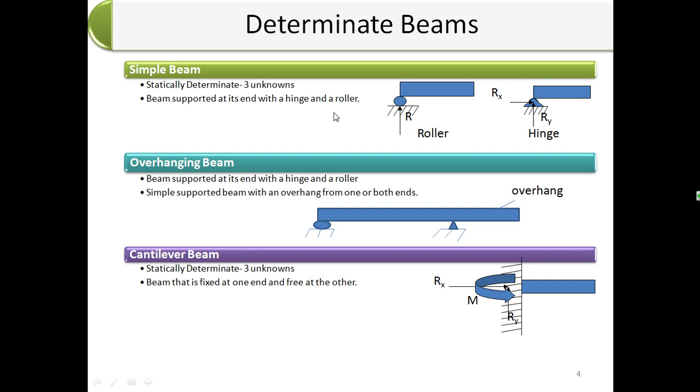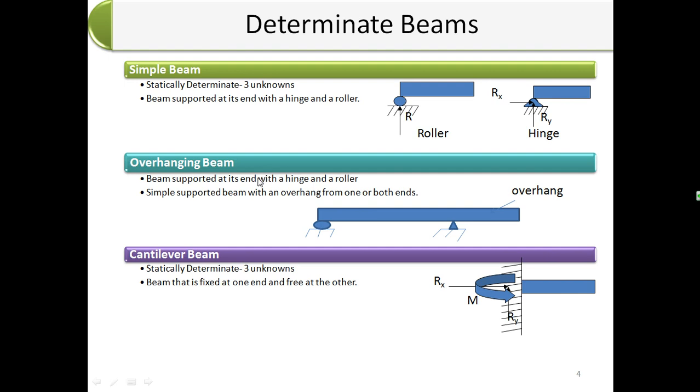There are only a maximum of 3 unknowns in this. So this comes under the statically determinate structure, where we can solve for the unknowns using the equilibrium equations: sigma V is equal to 0, that is the algebraic sum of all the vertical forces equal to 0, and sigma H is equal to 0 if there are any horizontal forces, the algebraic sum of all the horizontal forces equal to 0, and sigma M is equal to 0. Taking moment about any one support and equating that to 0, we can solve for all the 3 unknowns. So this is a statically determinate, simply supported beam. Only 2 supports, one may be hinge, the other may be roller.